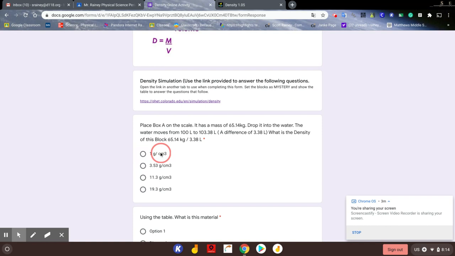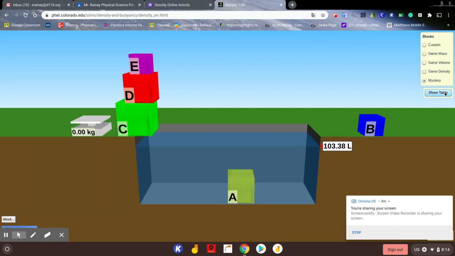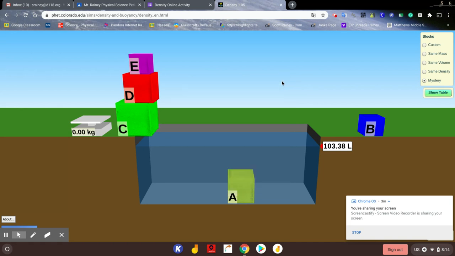And you're going to choose the right one. I'm going to choose this one. It is not correct, but I just want to be able to move on. Now, if I know this is 1, what I could do is go back using the table. If it's 1, then I would say this is water. It's not going to be water, but you can use this table to figure out what the item is for the next one.